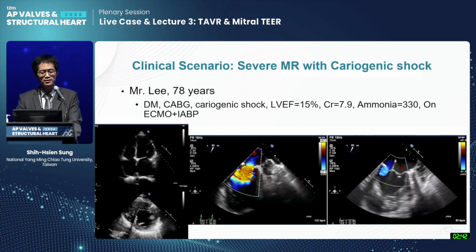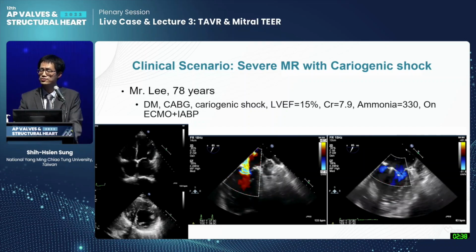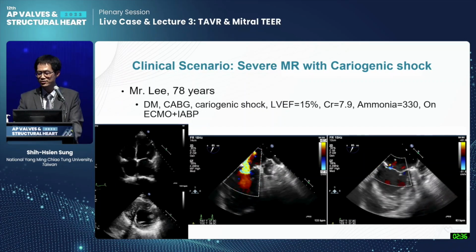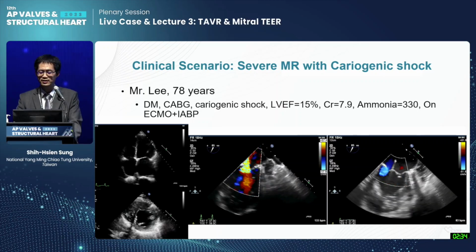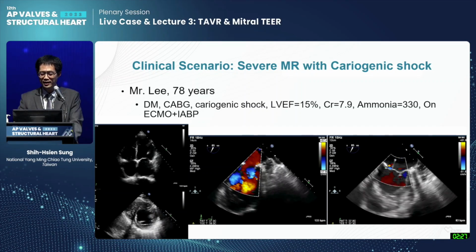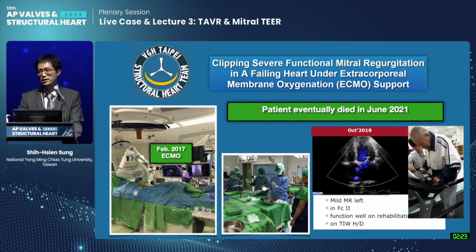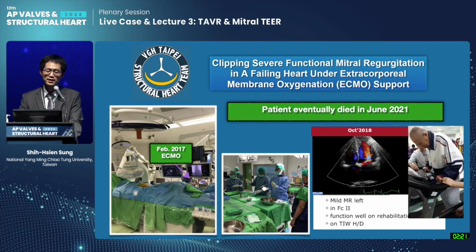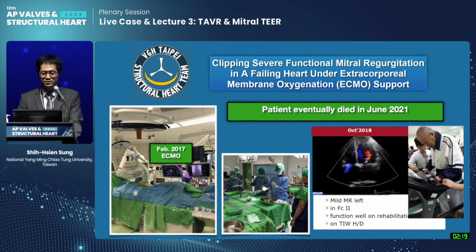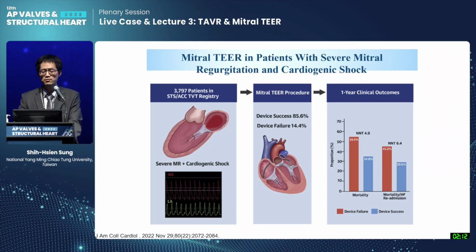This is another patient, a 78-year-old man, diabetes, bypass surgery, cardiogenic shock, low ejection fraction, renal failure, acute liver failure, put on ECMO and IV support. Because we checked the patient's consciousness, we proceeded with the TEER procedure. Then the patient could return to rehab 4 months after the index procedure and died 4.5 years after the index procedure. So this is a patient with unstable hemodynamics.